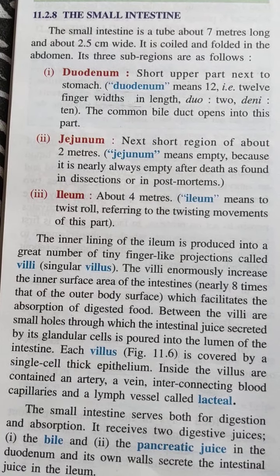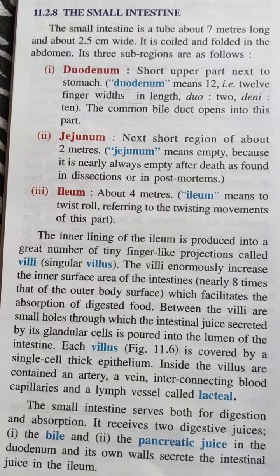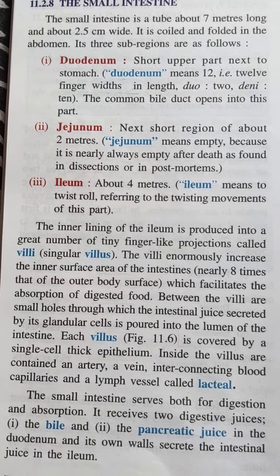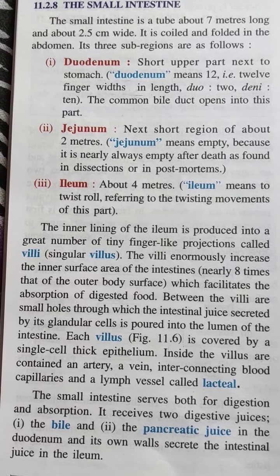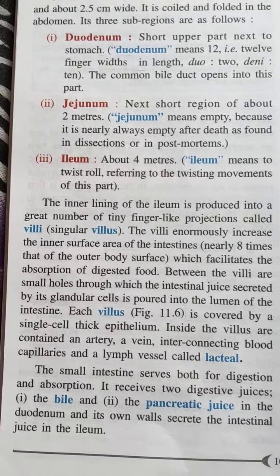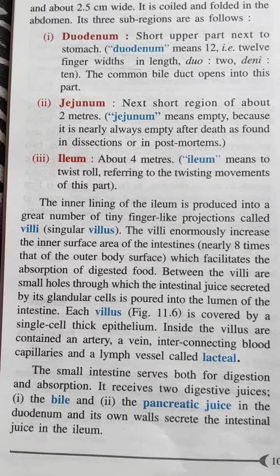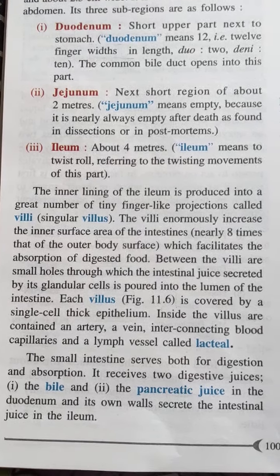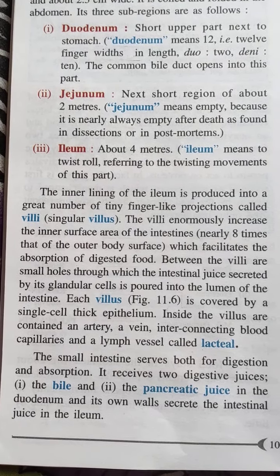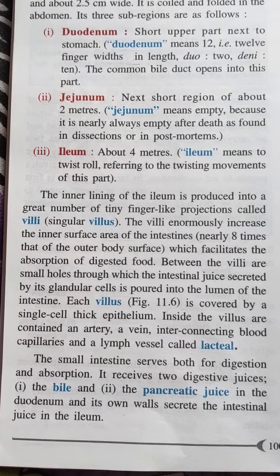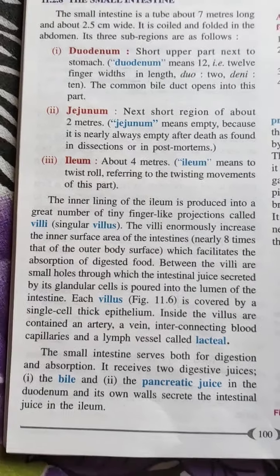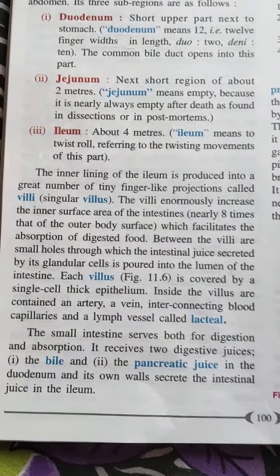Between the villi are small holes through which the intestinal juice secreted by its glandular cells is poured into the lumen of the intestine. Each villus is covered by a single cell thick epithelium. Inside the villus are contained an artery, a vein, interconnecting blood capillaries, and a lymph vessel called lacteal. Very, very important. What are the parts present inside the villus? Villus is the singular form and villi is the plural.